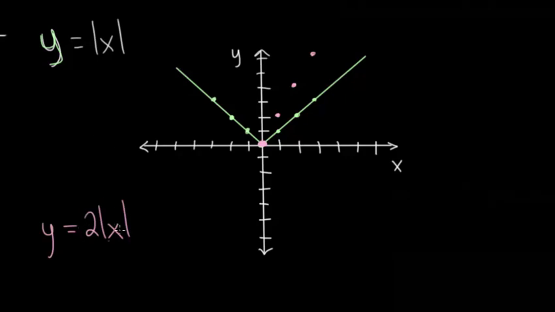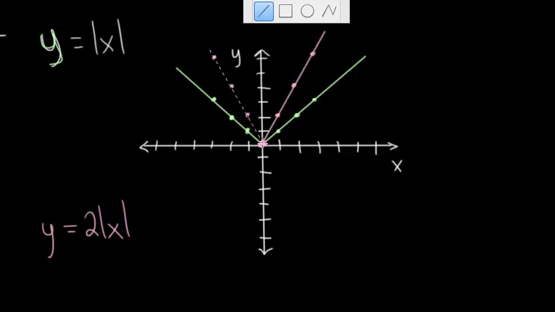If we plug in the negative numbers, absolute value of -1 is 1, then multiplied by 2 gives us +2. If we plug in -2, this becomes 2 times 2, which is 4. And if we plug in -3, then we get 2 times 3, which is 6. So we again get a similar shape, though this one looks to be skinnier, we could say. Or it's closer to the y-axis.